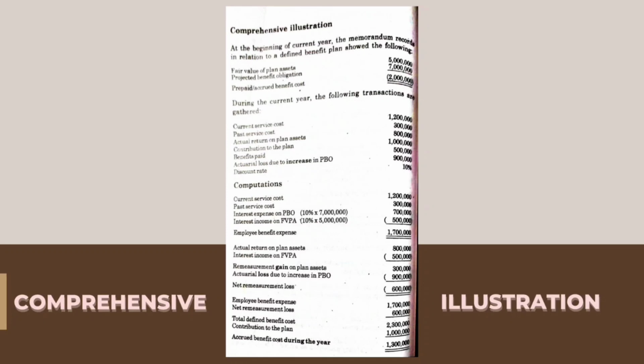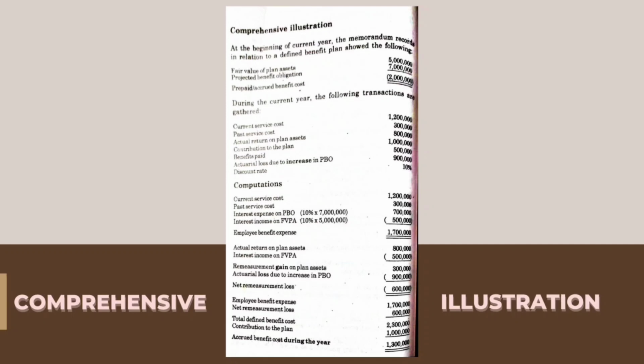1,700,000. So actual return on plan assets, which is 800,000. Interest income on FVPA, which is 500,000. Remeasurement gain on plan asset, which is 300,000, and actuarial loss due to increase in PBO, which is 900,000. And so the net remeasurement loss is 600,000. So employee benefit expense, which is 1,700,000, net remeasurement loss, which is again 600,000.